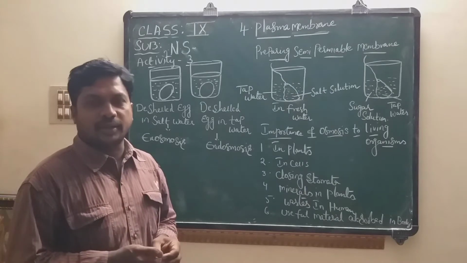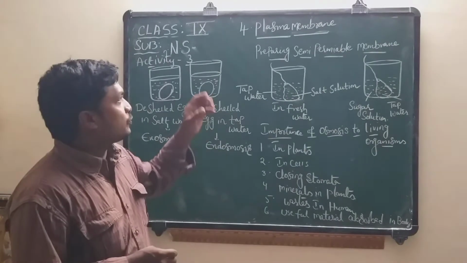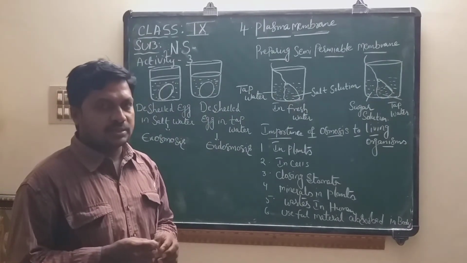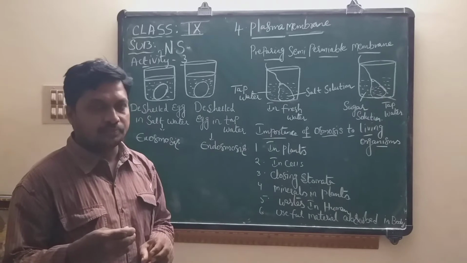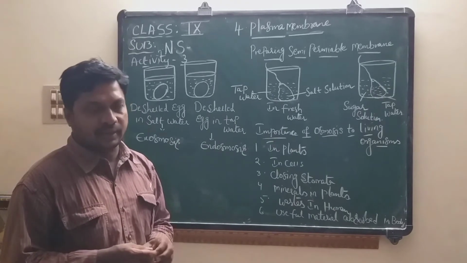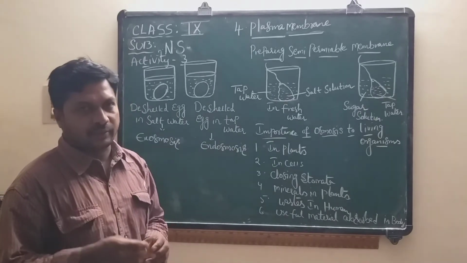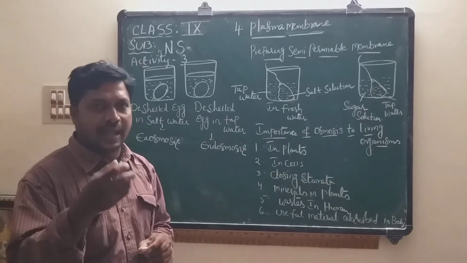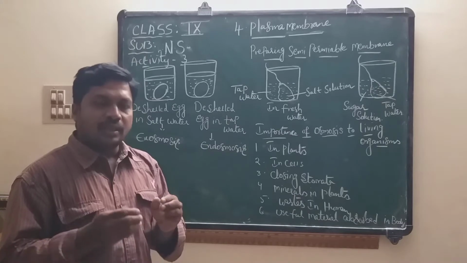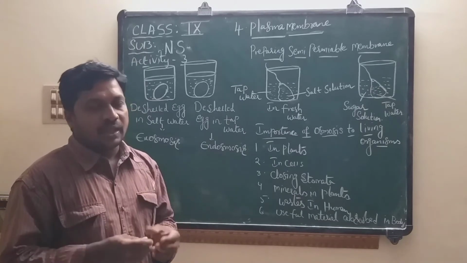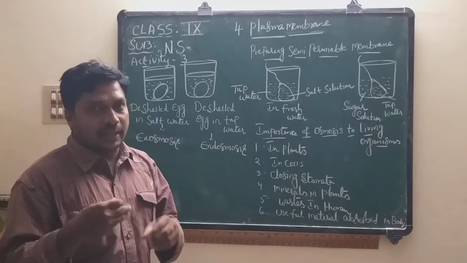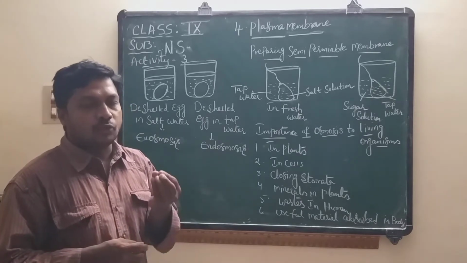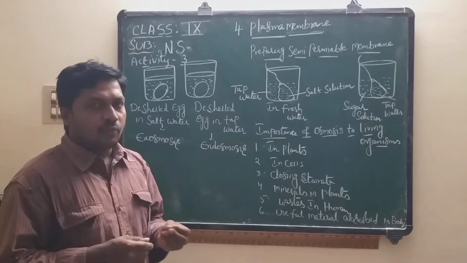Good morning, children. In the previous class, 9th class, 4th lesson, plasma membrane, we learnt about two activities related to osmosis. One is the dry kismis activity, the second is the raw potato activity. In the dry kismis activity, first we kept dry kismis in tap water. After some time, the kismis will be swollen. If we keep the swollen kismis in sugar solution, it will shrink.